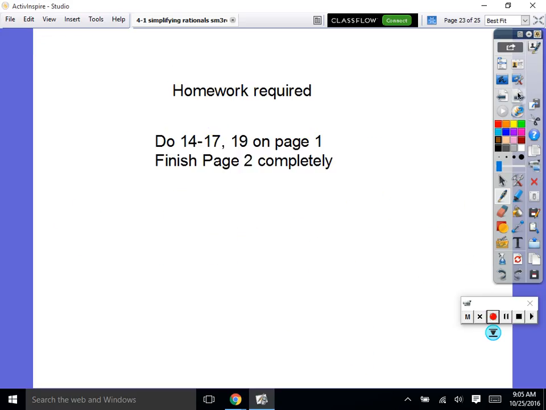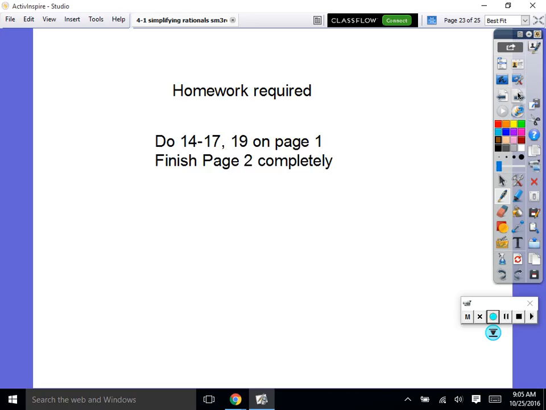All right, so awesome. This is what's required. So you have to do 14 through 17, so circle those on page 1 of your worksheet. So 14 through 17 and 19. Circle those right now so you know exactly what to do. We've already done the first few, like 1 through 6. So what's required as homework is 14 through 17 if you haven't finished those, and 19 on page 1.